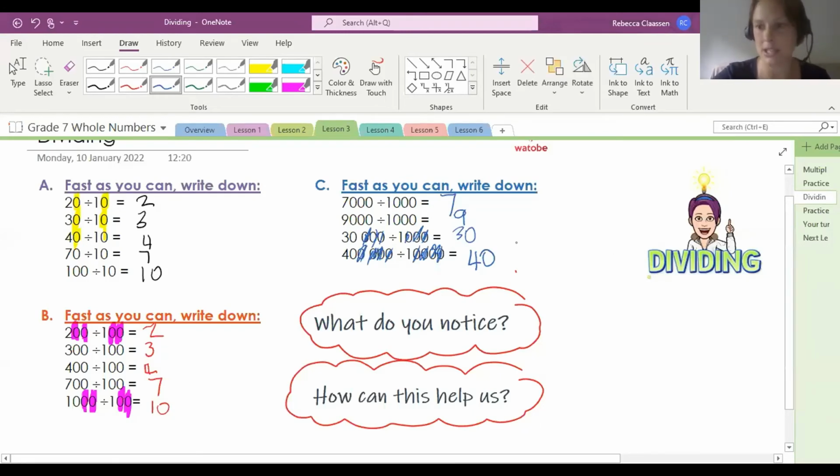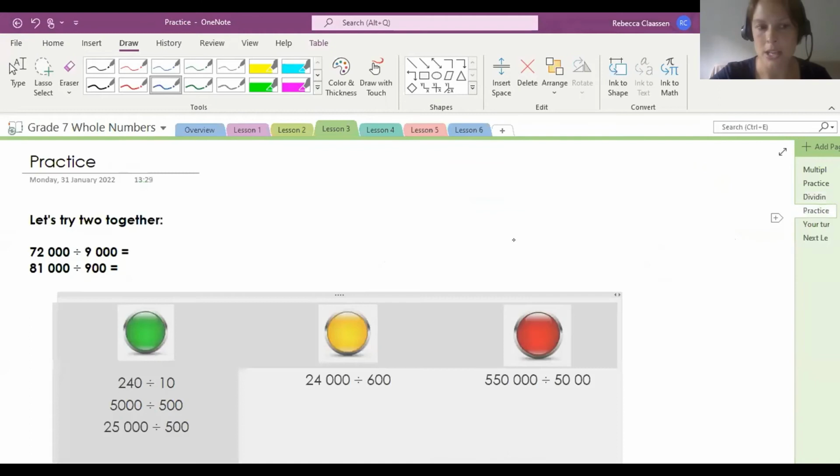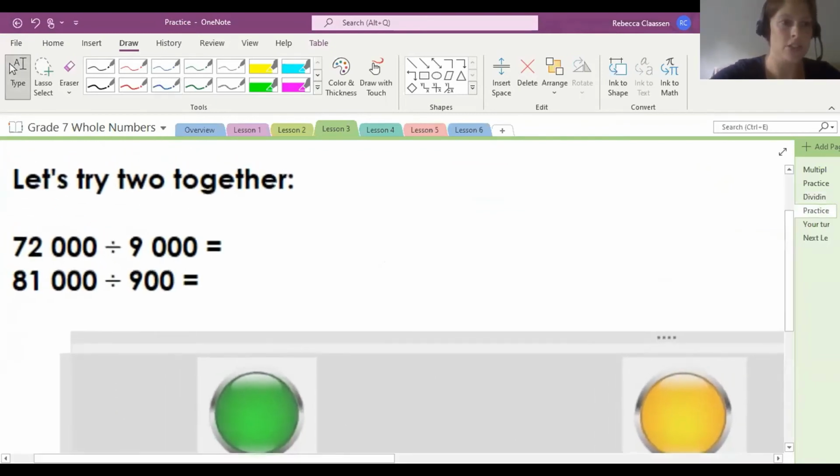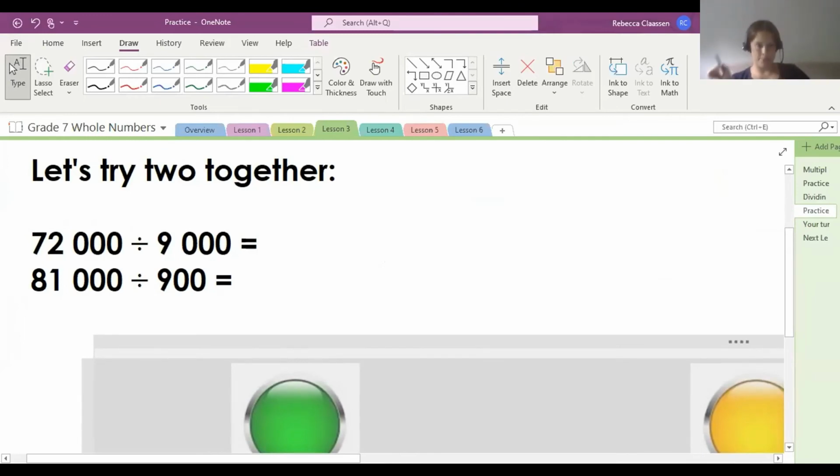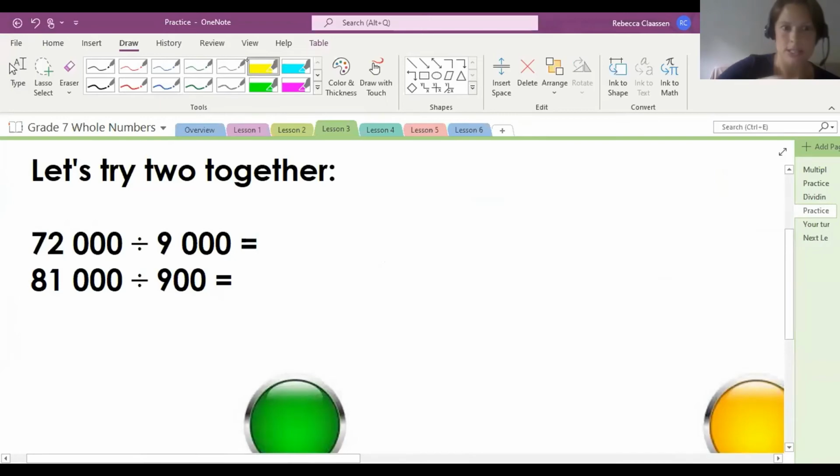You can cancel out on the left hand side. Okay, so we're going to practice these ones. We're going to try 2 because this is a bit more of a difficult one. If we're dividing by 9,000, we've got 3 zeros on this side and we've got 3 on this side. So they cancel each other out.